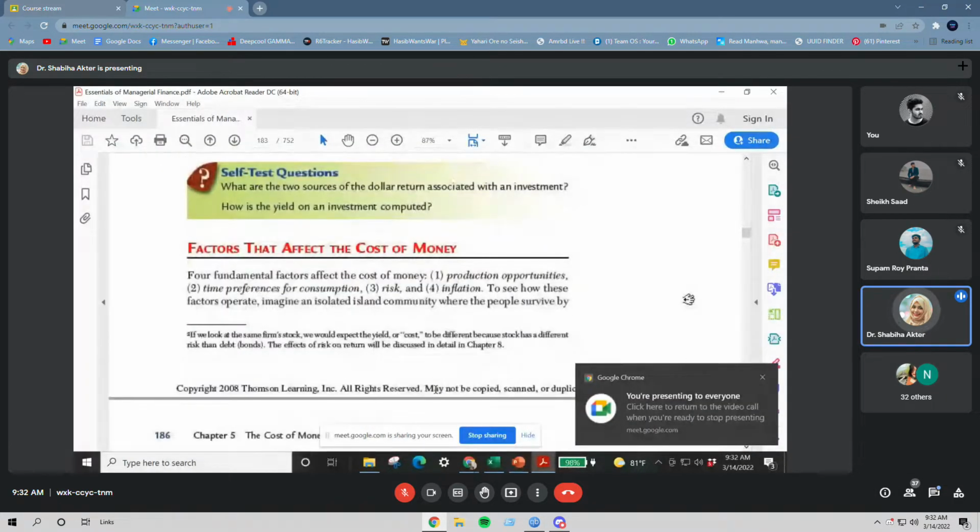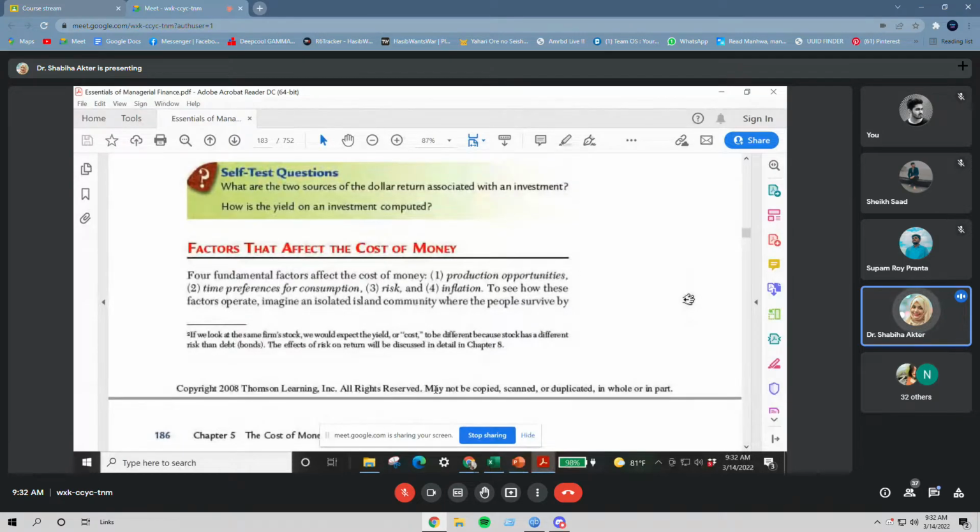Okay, now we'll discuss factors that affect the cost of money. There are several factors that actually can affect the cost of money. What does it actually mean, affect the cost of money?